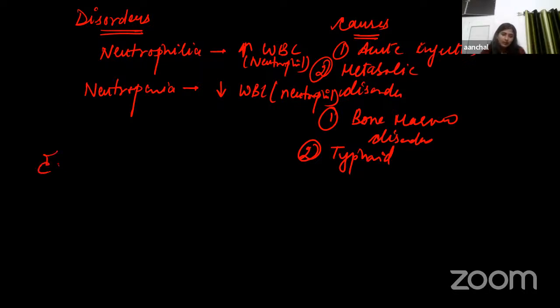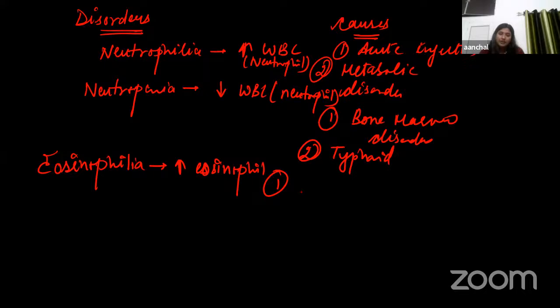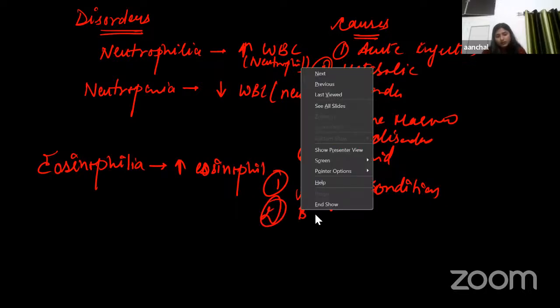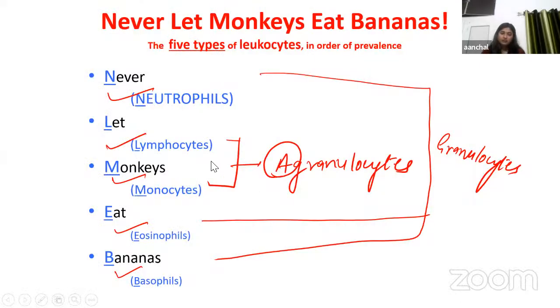Then another we have eosinophilia, meaning again increase in WBC, or increase in eosinophil, and the cause could be due to allergic condition like asthma or could be due to blood parasitism. Okay.